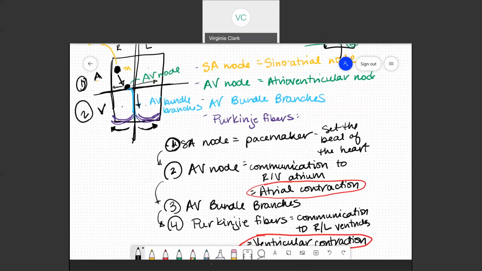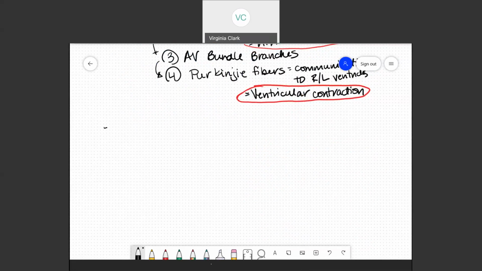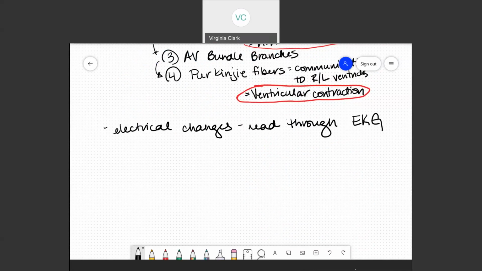What's interesting is, remember we said that this intrinsic conduction system was going to be electrical changes. So when we're talking about these electrical changes, these can actually be read by technology, which is really, really awesome. And they're actually going to be read through an EKG. So we can interpret these electrical changes because we can pick up these electrical changes in an EKG.